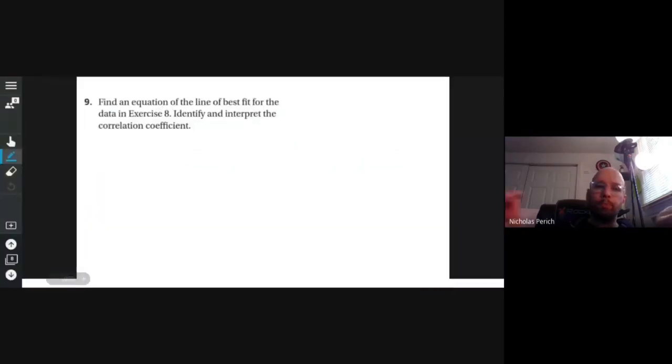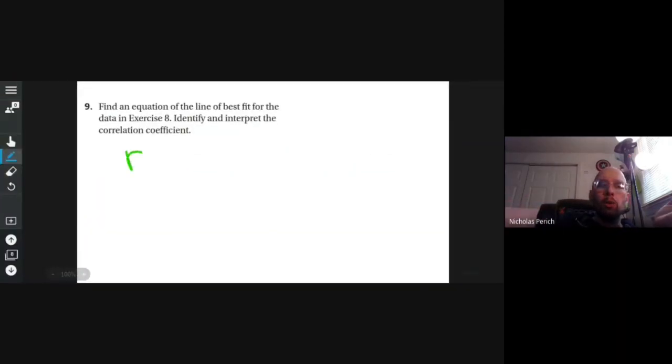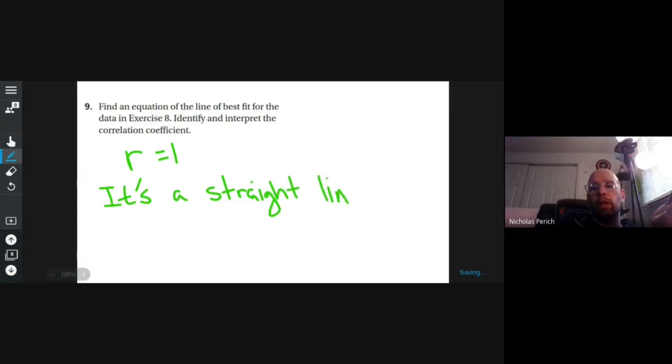So R equals 1, which means, what does that mean? It's a straight line. Remember, the closer your number is to 1, the more straight it gets. So when it is 1, it is a straight line.